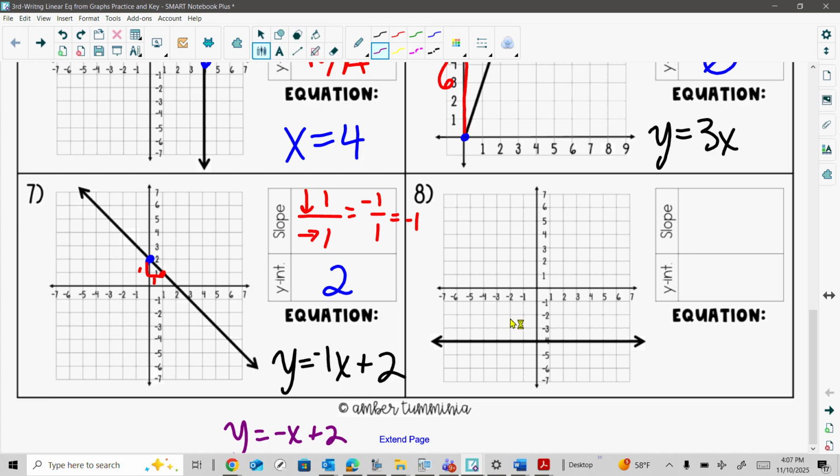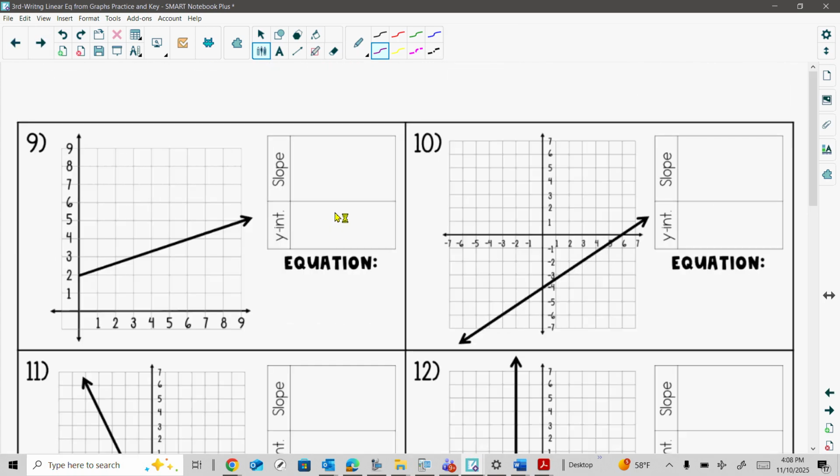Now a problem like number 8, always find your y-intercept first, okay? So that's -4. This line is horizontal, so hopefully you recognize that's one of the special cases. That's a 0 slope. This horizontal line touches the y-axis at -4. So that means the equation is y equals -4. Okay. So you have 8 more to do on the back here.